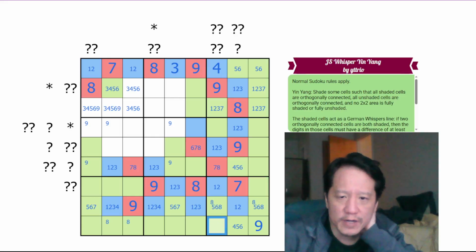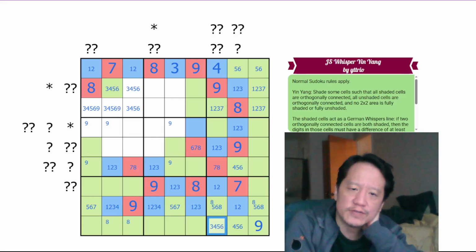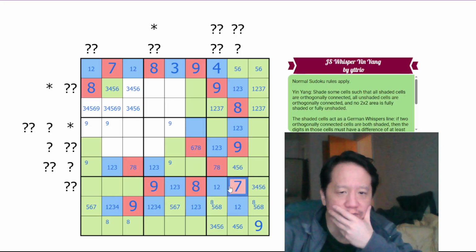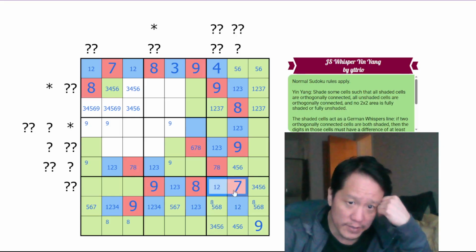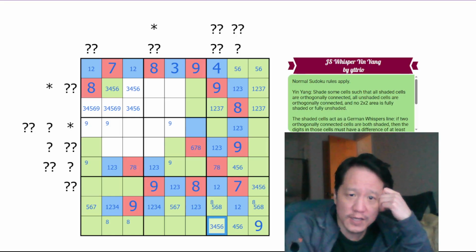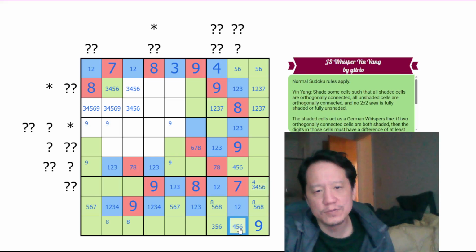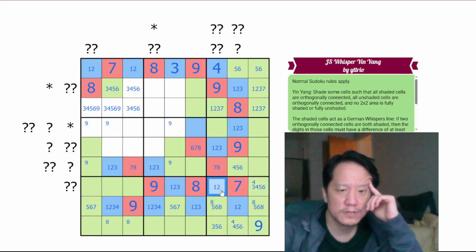Remaining digits in box 9, we have 3, 4, 5, and 6. Because 8 is guaranteed to be one of these, and we have 1, 2, 7, and 9 already. 4 obviously can't be here. So 4 has to be one of these two. That's interesting.